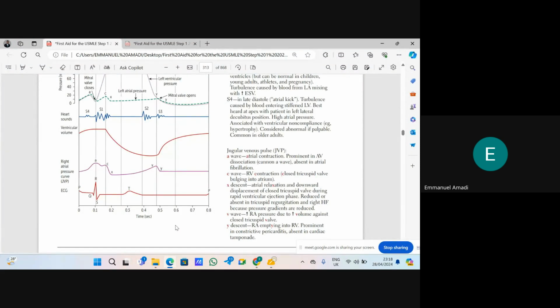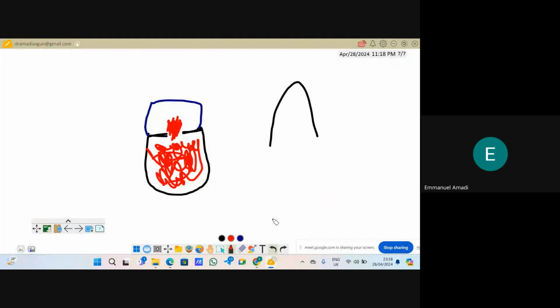Now, if we choose to move on, if you look at your V wave, we've definitely settled the V wave. Your Y descent is going to be absent in cardiac tamponade. That is because of equalization of pressure. In a patient that has cardiac tamponade, this is what happens. The pressure in the four chambers most times becomes equal. Now, imagine something. If the pressure in the atrium and the pressure in the ventricle become the same, the atrium cannot empty its blood into the ventricle.